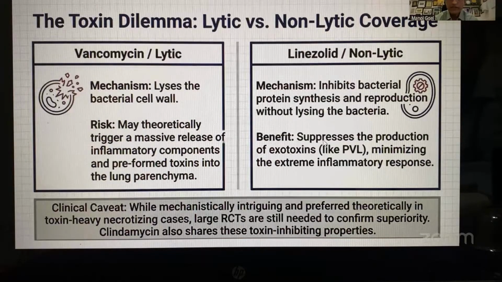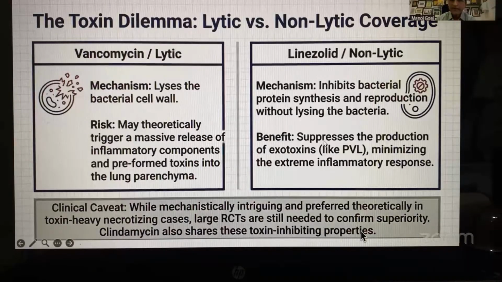Now, what to choose, the vancomycin or linezolid? There is a bit of a dilemma here, because vancomycin lyses the bacterial cell walls, it sort of bursts the cell wall of the bacteria, which may theoretically trigger a massive release of inflammatory components and preformed toxin into the lung parenchyma, which can increase the lung injury. Whereas linezolid inhibits bacterial protein synthesis and reproduction without lysing the bacteria. It suppresses the production of the toxins, especially the PVL, and it minimizes the extreme inflammatory response. So generally we prefer linezolid over vancomycin.